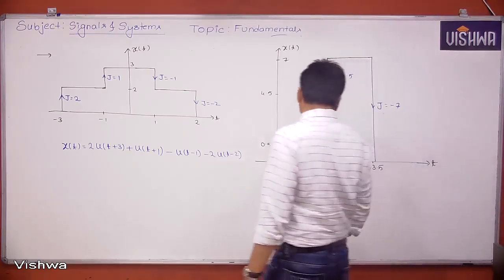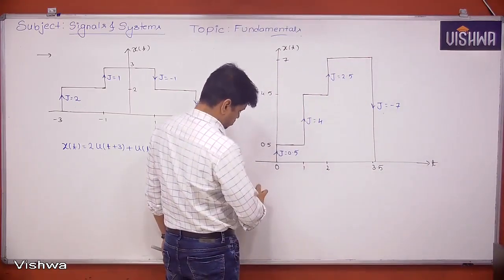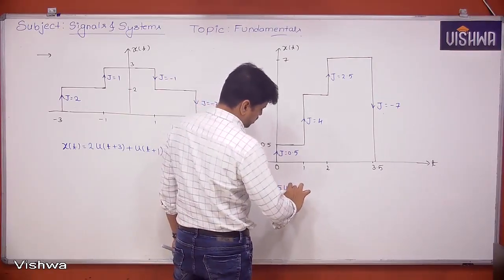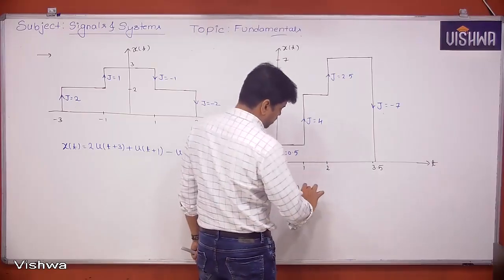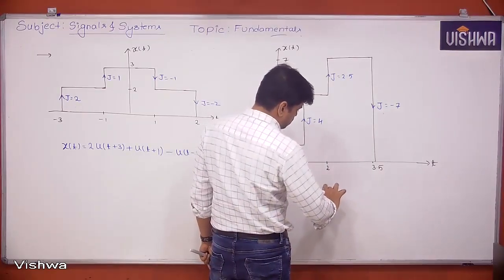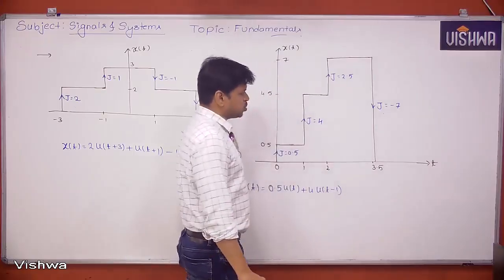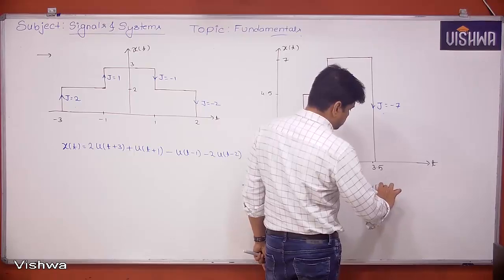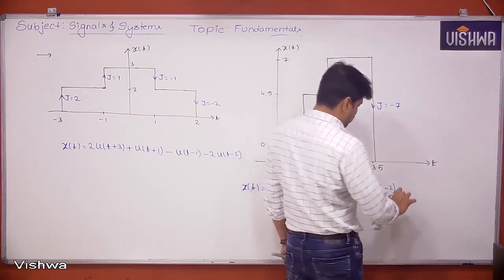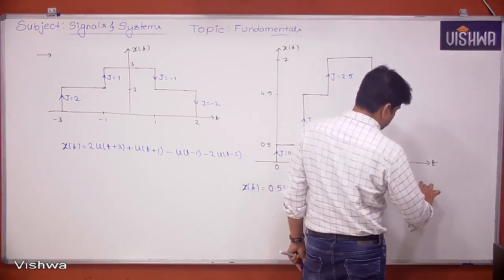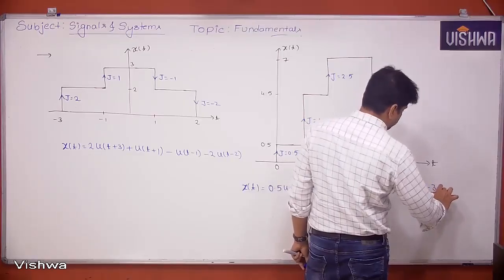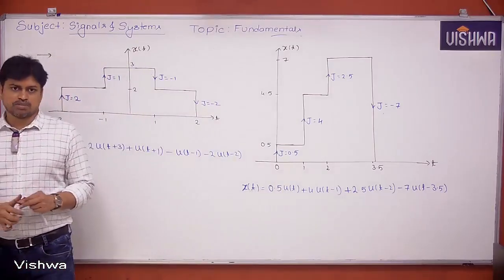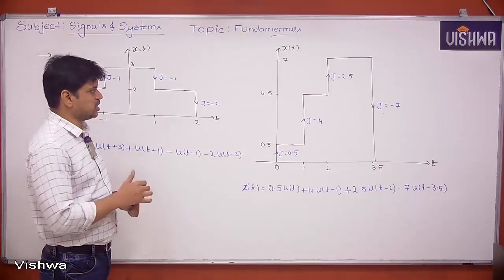Then we can write x of t is equal to, at 0, 0.5 u of t, at 1 plus 4 u of t minus 1, at 2, 2.5 u of t minus 2, at 3.5 that is minus 7 u of t minus 3.5. So this is the way we can represent the given waveform in terms of step functions. Okay, take it.